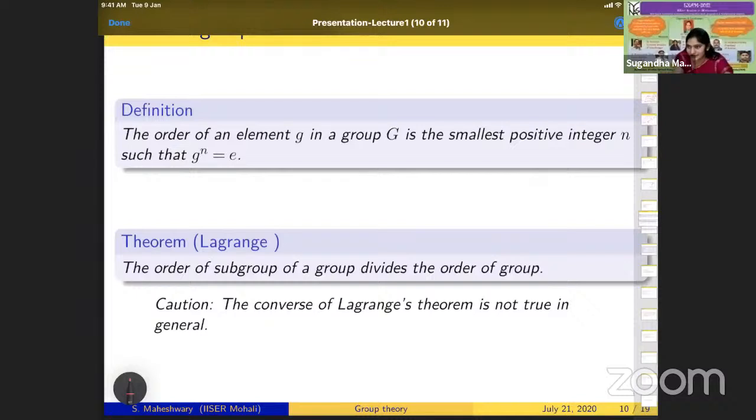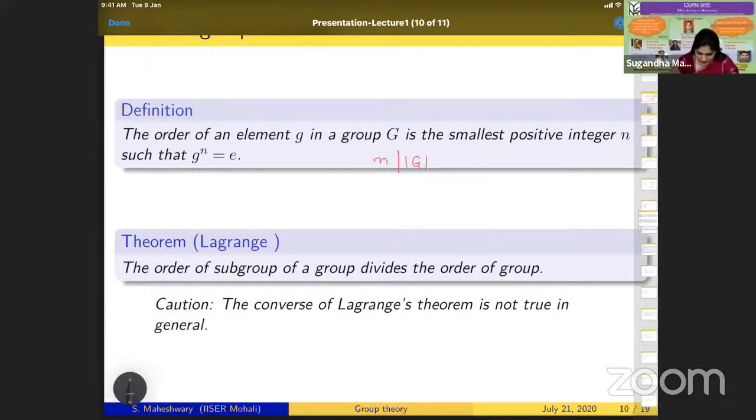And what are the facts that you know about orders of group elements? One thing is that this order has to divide the order of the group, right? This always is true. And what is the reason for that? Can anybody tell me?